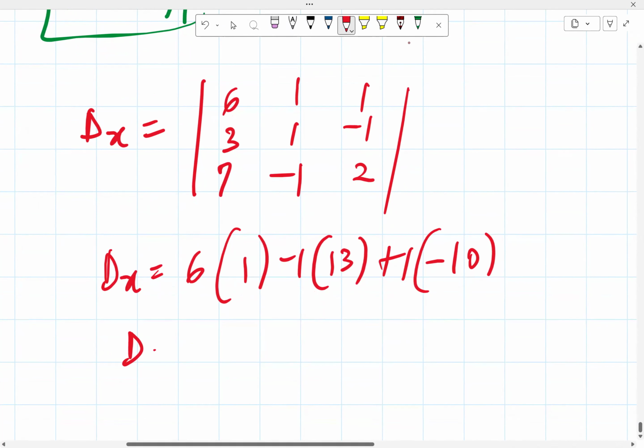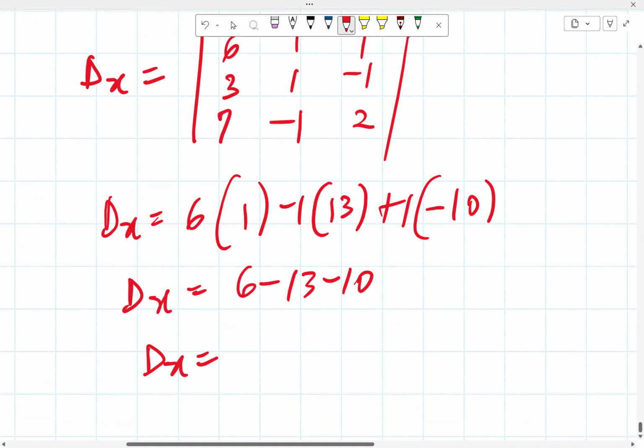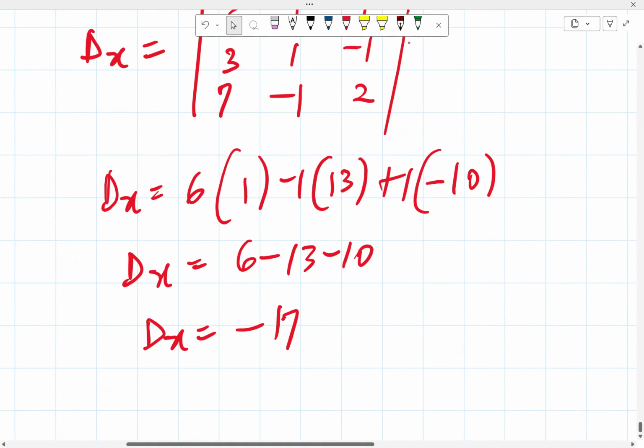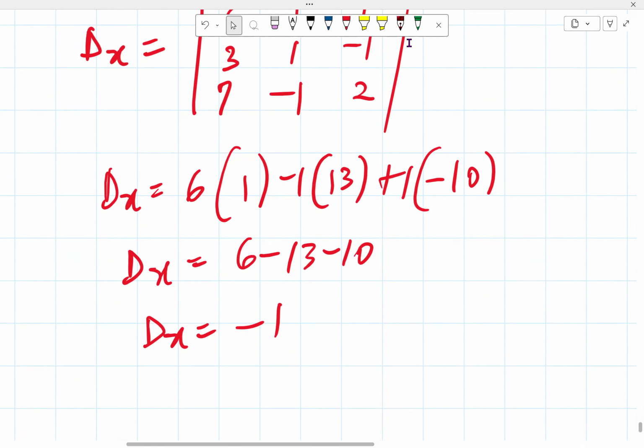So dx is equal to 6 minus 13 minus 10. This is dx, 6 minus 23. So this is minus 7. This is 4 here. Is that minus 17? Oh, I hope everything is fine. Let's be sure of that. This is minus 7. This is minus 7 minus 10.